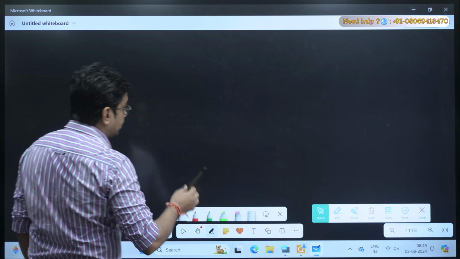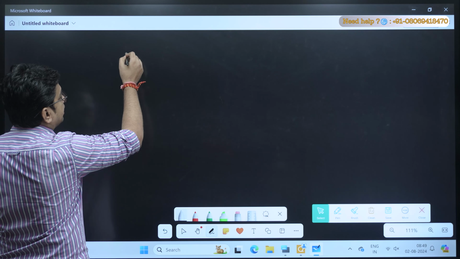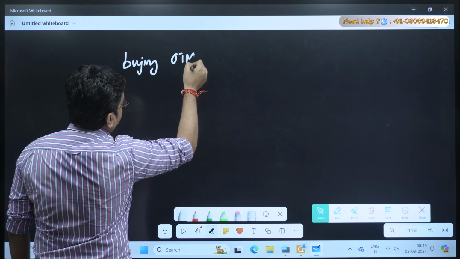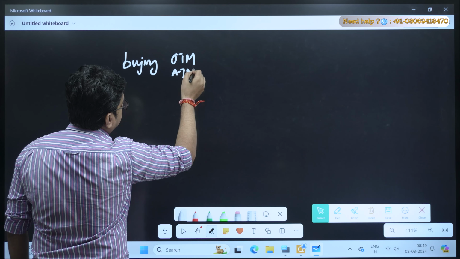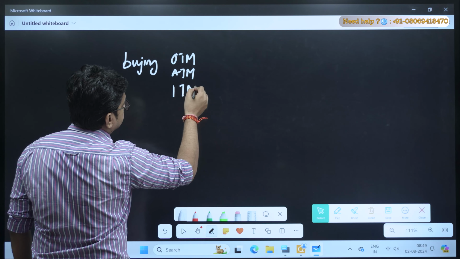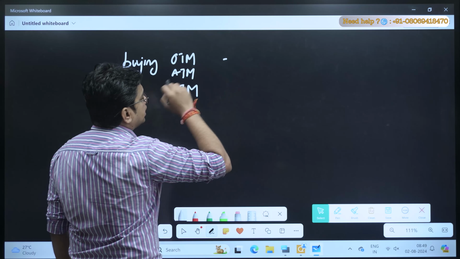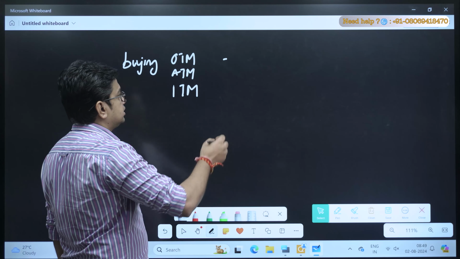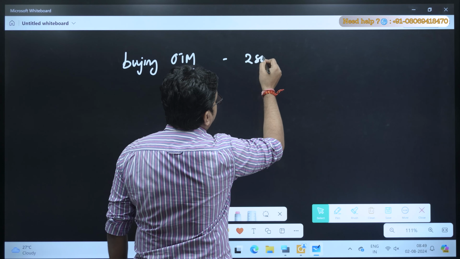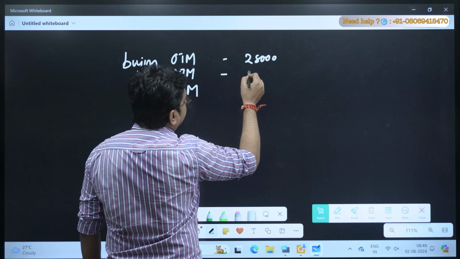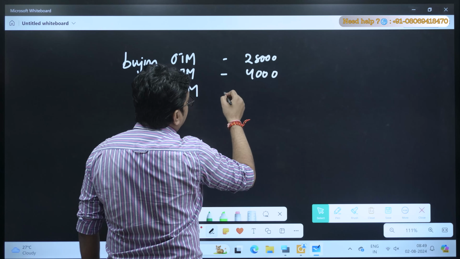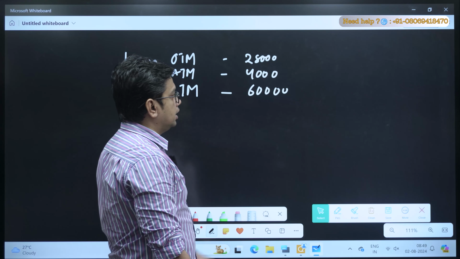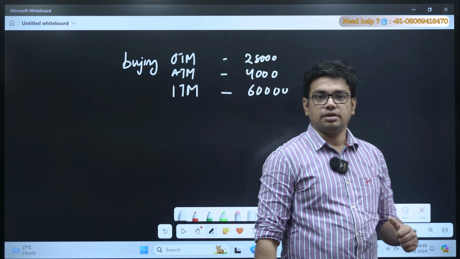Okay, now if I am going to take the naked position, that means I am buying OTM, ATM and ITM. Let's just say at the OTM level, when I am buying a few lots, I have paid around 25,000. At the ATM I have paid around 40,000 and ITM I have paid around 60,000. So now if I am bullish, my view is bullish.